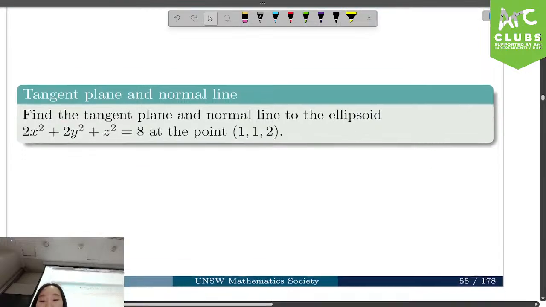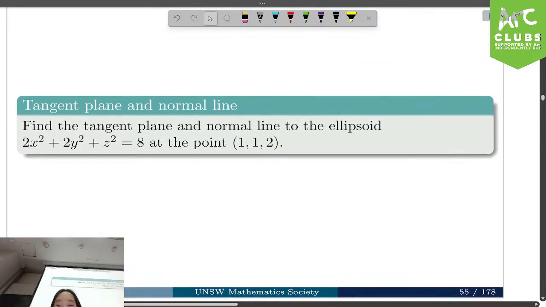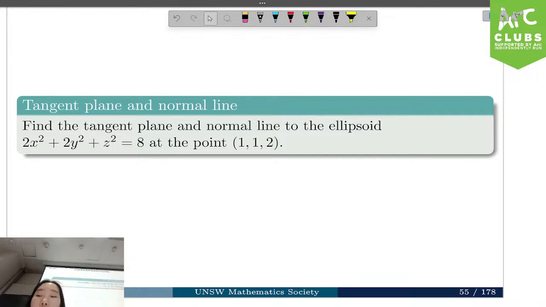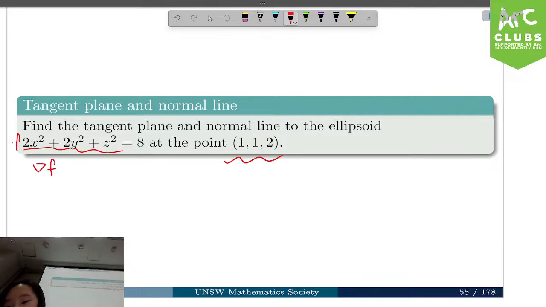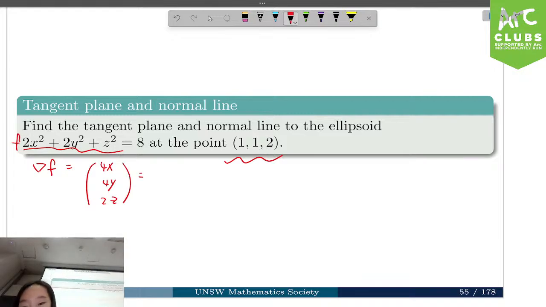Cool. We have a practice question. Find the tangent plane and normal line to the ellipsoid 2x squared plus 2y squared plus z squared equal to 8 at the point (1, 1, 2). For the first step, we find nabla f. Here is our function, which we define as f. Nabla f would be (4x, 4y, 2z). If we substitute the values (1, 1, 2), we get (4, 4, 4). Oh, nice.